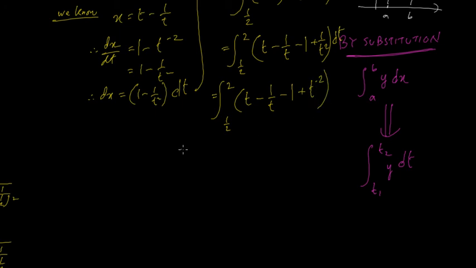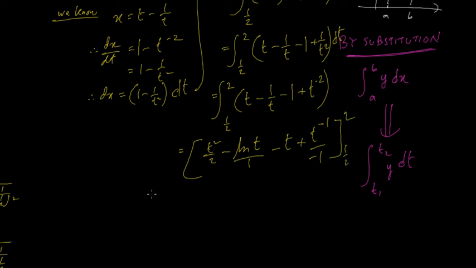Now we can integrate. Integration of t is t squared by 2, minus integration of 1 by t. The reciprocal of a linear is logarithm, so ln t divided by the derivative of t, which is 1, minus integration of 1 is t, plus t to the power minus 2 gives t to the power minus 1 divided by minus 1. This is the ax plus b to the power n rule. The limit is half to 2. Now we simplify: t squared by 2 minus ln t minus t minus 1 by t, with limit half to 2.